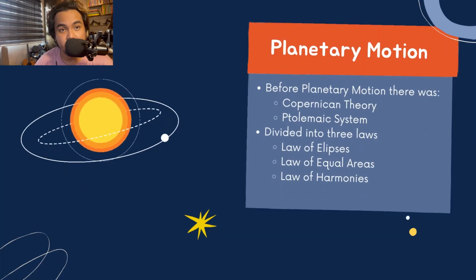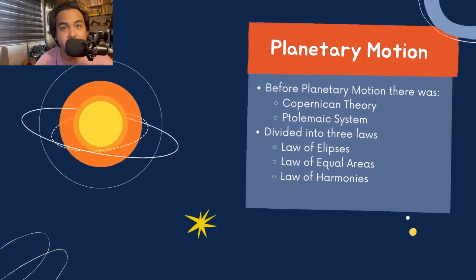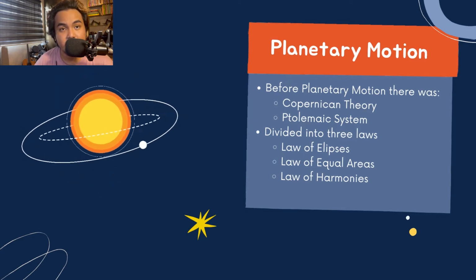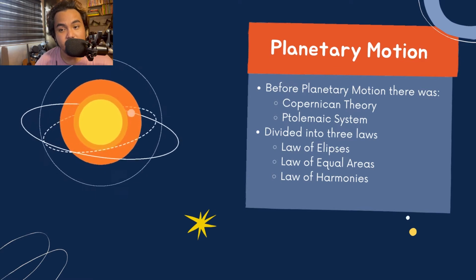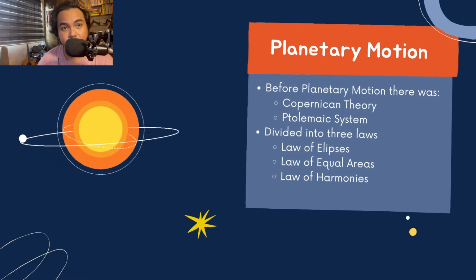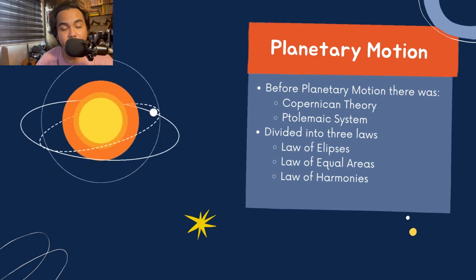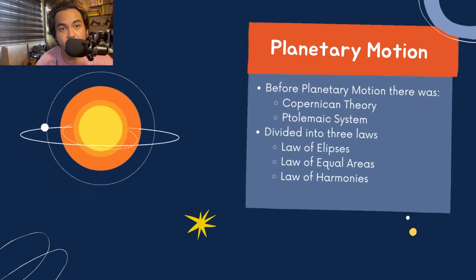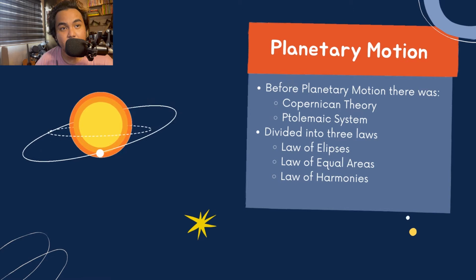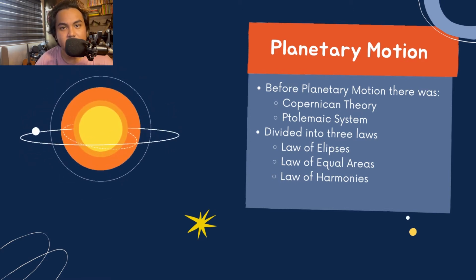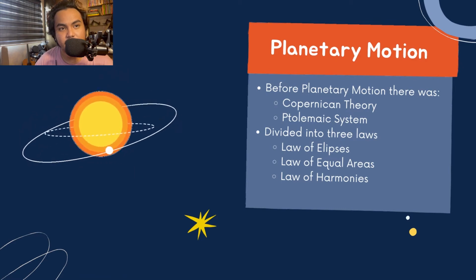Before the planetary motion, there was the Copernican theory and the Ptolemaic system. The problem with the Copernican theory is that although his theory talked about the sun being the center of the universe, he did not talk about how the planets revolve around the Earth. While the Ptolemaic system was a geocentric universe, which meant that the Earth was at the center and the sun and the planets revolved around it.